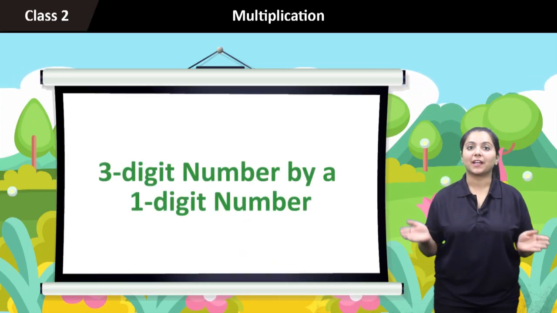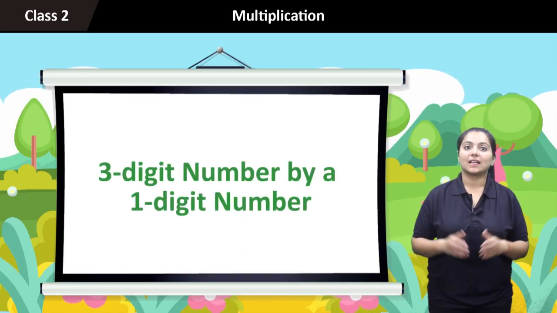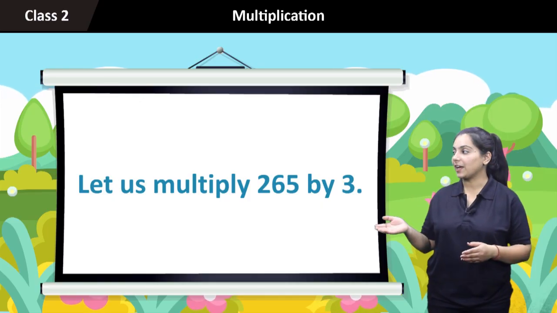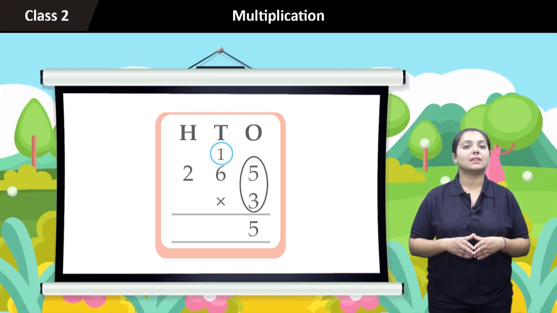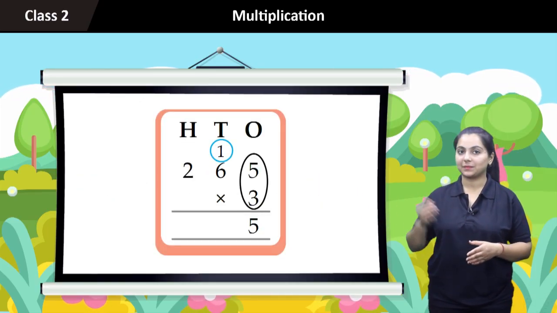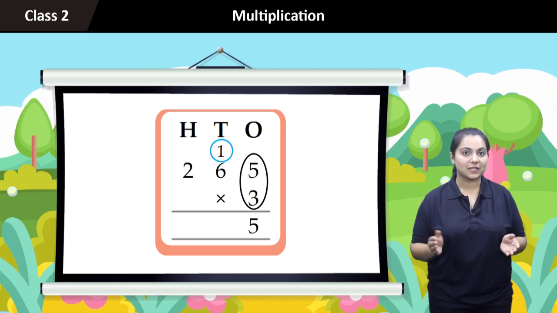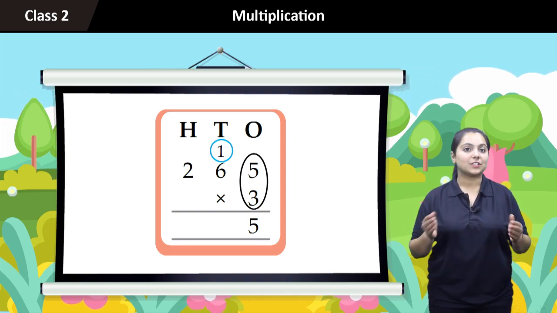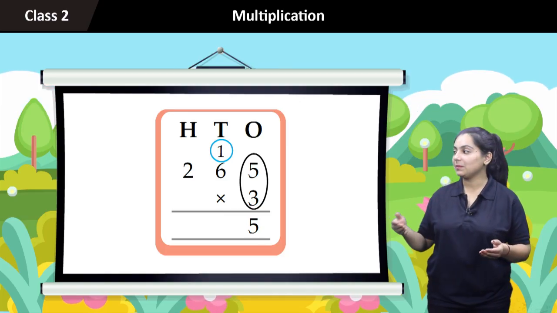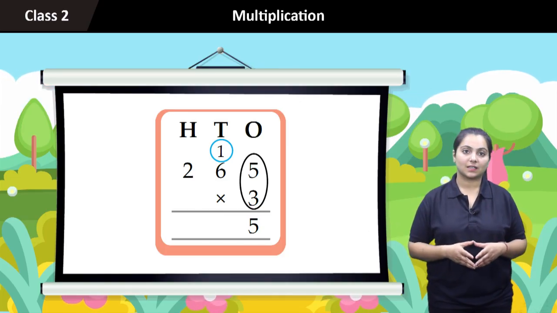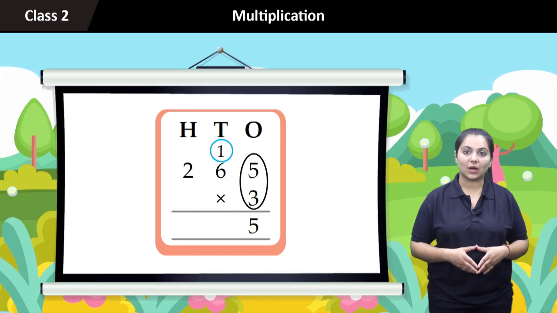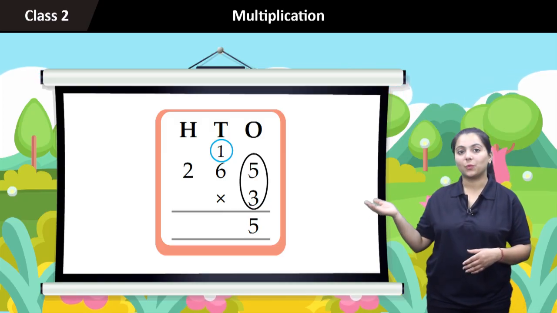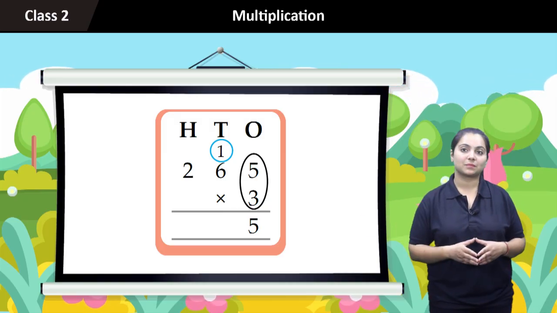3-digit number by a 1-digit number. Let us multiply 265 by 3. Multiply the ones by 3. 5 ones multiplied by 3 is equal to 15 ones. 15 ones is equal to 10 tens plus 5 ones. Write 5 in the ones column and carry over 1 ten to the tens column.